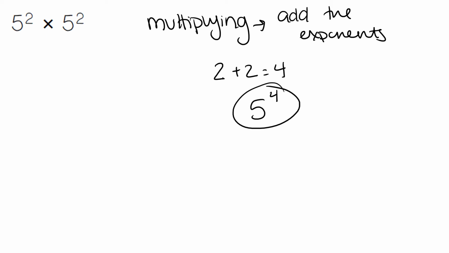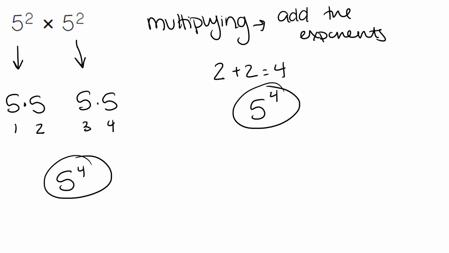Now let's review why that works, why we can use that shortcut. If we break down 5 to the 2nd power, that means we have 2 5s here, and we also have 2 5s here, which makes for a total of 1, 2, 3, 4 5s, 5 to the 4th power.